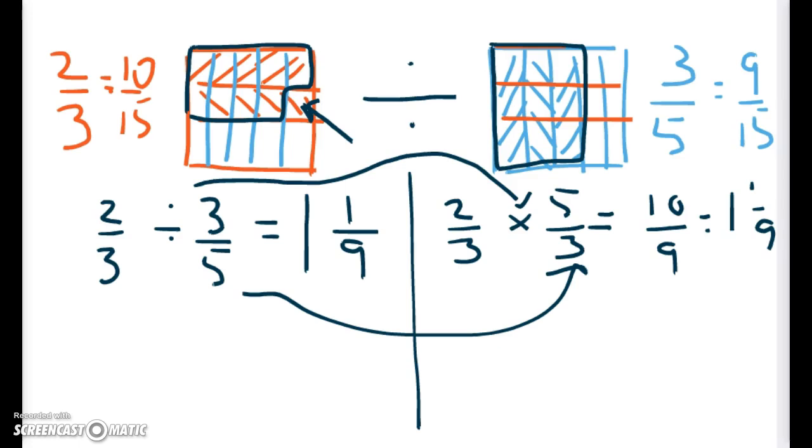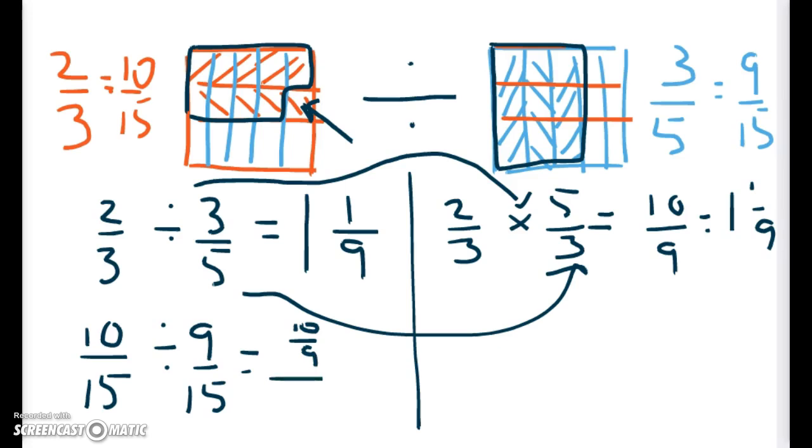Let's look at this another way. We have 2/3 is 10/15, and we're dividing by 3/5, which is 9/15. Well, if we do straight across like we did with multiplication, we'd have 10 divided by 9 on the numerator, and the denominator would be 15 divided by 15, which is a 1.